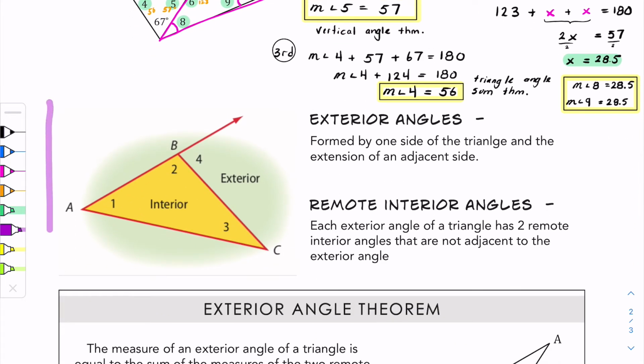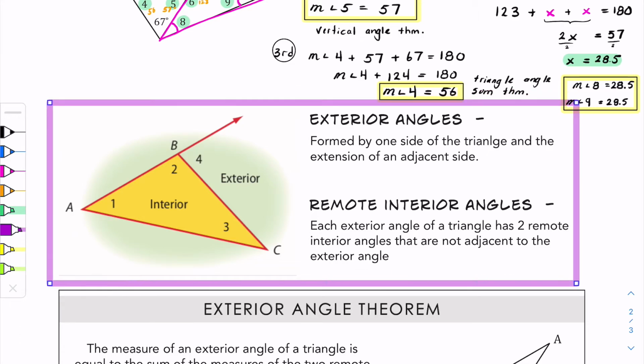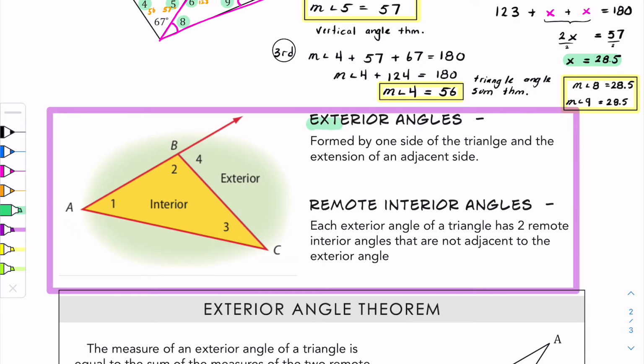Next, let's take a look at this diagram with a couple of definitions. We are looking at exterior angles, and exterior angles are formed by one side of the triangle and the extension of an adjacent side. So exterior angles of a triangle fall in this area here with this particular triangle. They're formed by one side of the triangle. That would be this side.